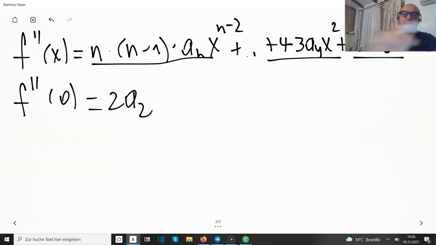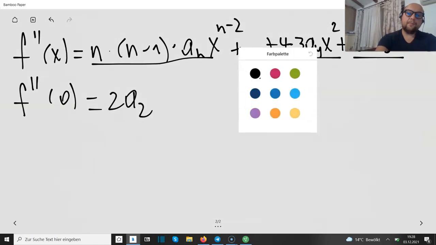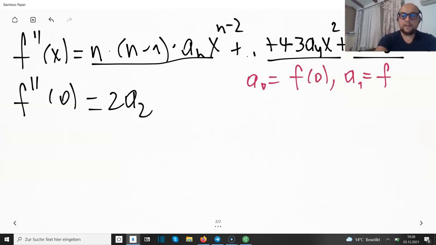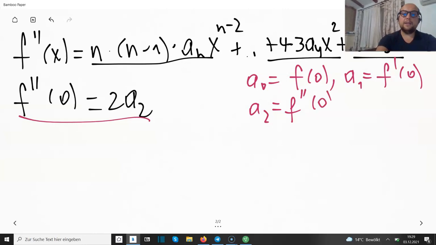So what do we have so far? Well, we know that a0 is f of 0. We also know a1 is f prime of 0. We also know now a2 is, well, let's compute it. Let's solve it for a2. This is the second derivative at 0 divided by 2. So you see what's happening? We got three terms already here.